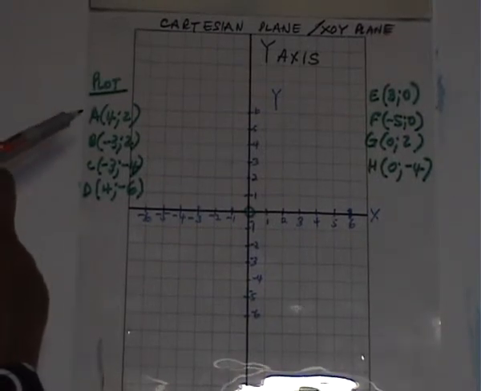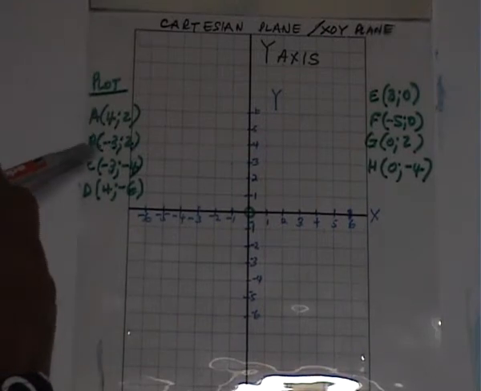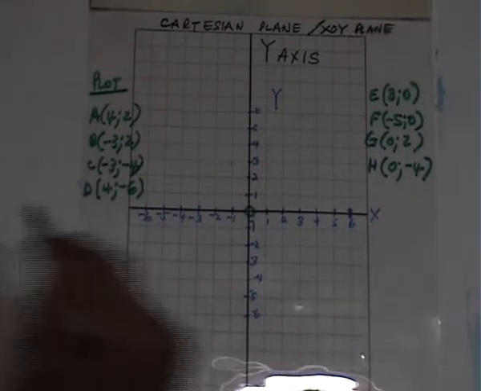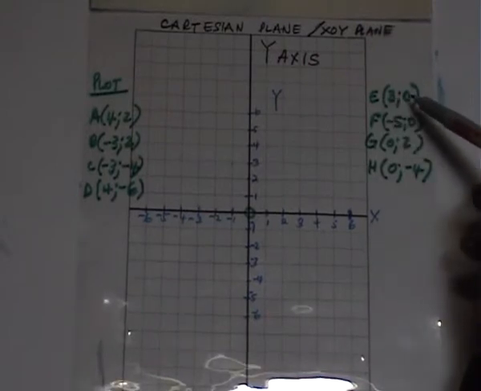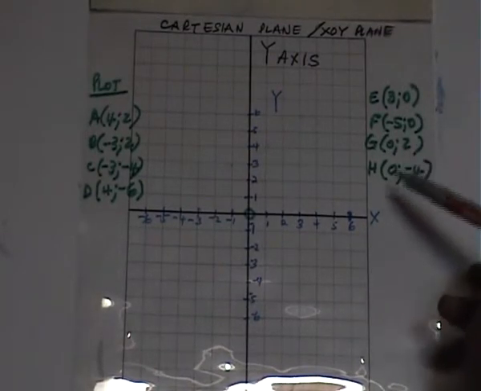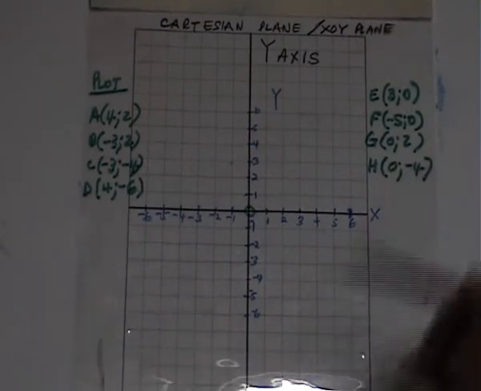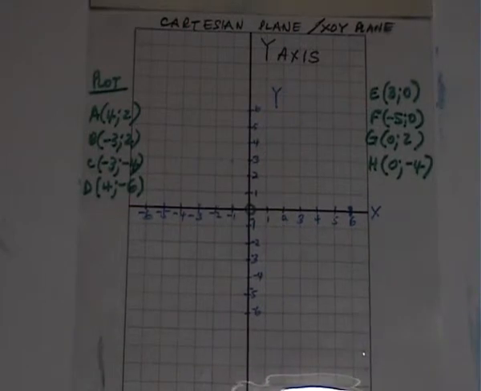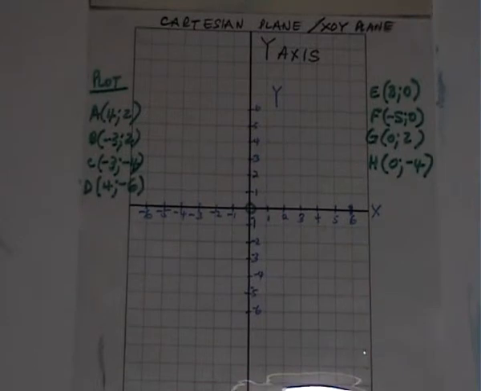I'll call out the ordered pairs again. A is 4, 2. B is minus 3, 2. C is minus 3, minus 4. D is 4, minus 6. E is 3, 0. F is minus 5, 0. G is 0, 2. And H is 0, minus 4. And you are required to plot them. Alright, so you can stop the DVD and you can take your time and plot them, and then come back to us and we will give you the answer.